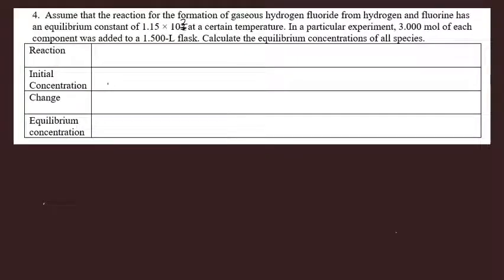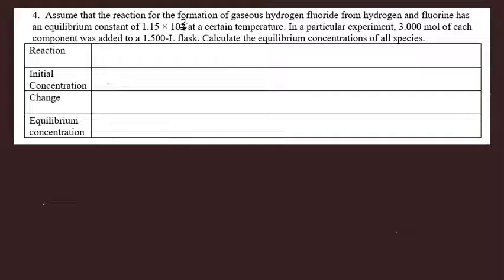One more example, you can pause the video, you can try first and then check your answer. So here the question is, assume that the reaction for the formation of gaseous hydrogen fluoride from hydrogen and fluorine has an equilibrium constant of 1.15 times 10 to the power 2 at a certain temperature. In a particular experiment, 3 moles of each component was added to a 1.5 liter flask. Calculate the equilibrium concentration of all species.